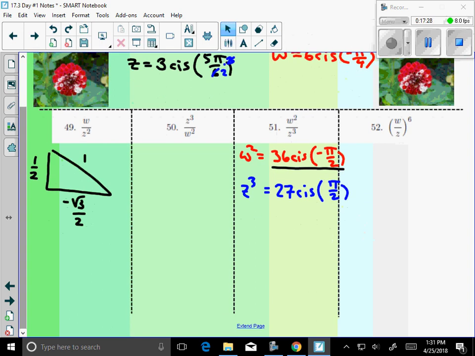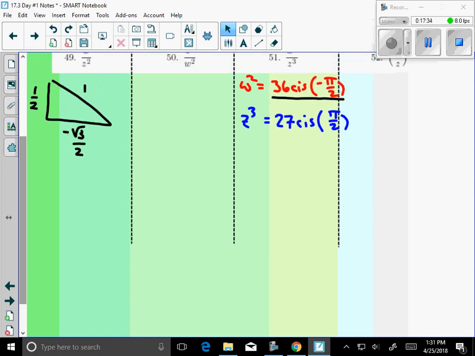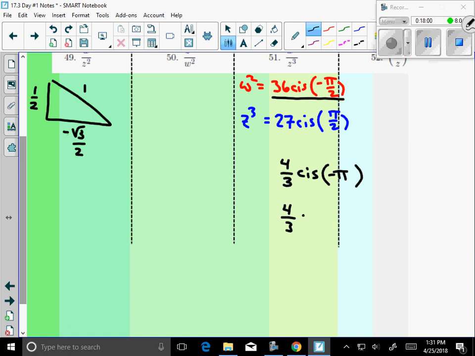So then now I do division. 5 pi over 2? Yep, you go 1 extra. So then if I divide 36 and 27, I get 4/3. 9 goes into both of those. Cis, minus what? Could you write this? Yeah, that'd be acceptable too. Okay. Why would you do that? Because pi and negative pi are coterminal.